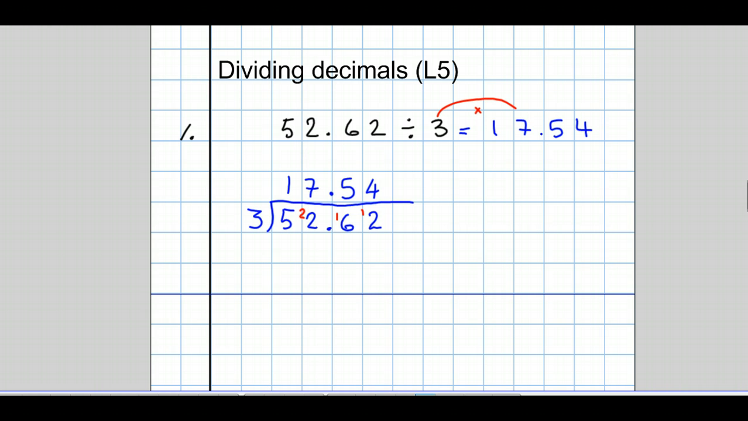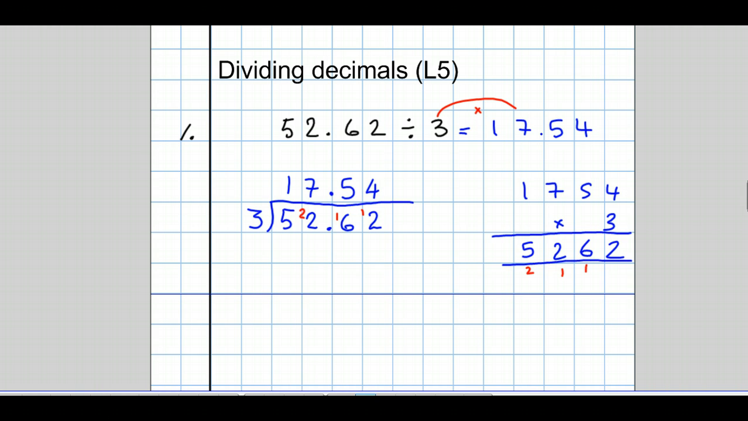So I'm just going to show you this. We're just going to quickly multiply 1754 by 3, and then we're going to put the decimal point in the right place. 3 times 4 is 12, put 2 there, carry the 1. 3 times 5 is 15, add 1, 16, put 6 there, carry the 1. 3 times 7 is 21, add 1, 22. 2 there, carry the 2. 3 times 1 is 3, add 2 is 5.